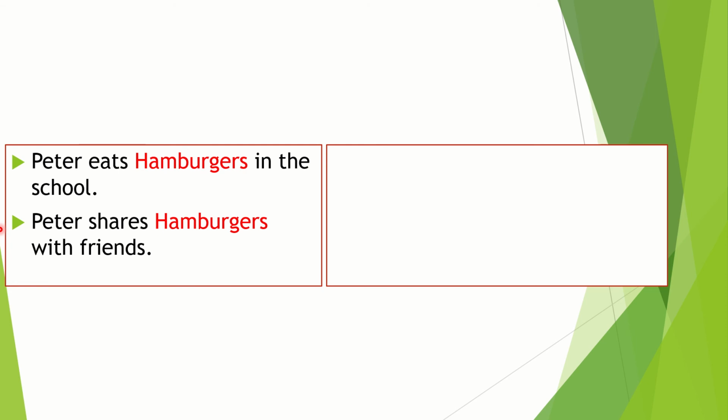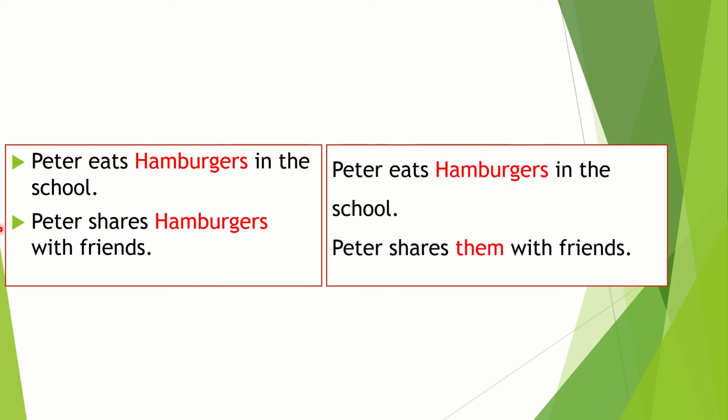So there is a repetition of that word in the second sentence also. Is there a word that can be used as this noun hamburgers? Peter eats hamburgers in the school. Peter shares them with friends. බලන්න hamburgers වෙනුවට මම පාවිච්චි කරා them කියලා. ඒ කියන්නේ අපිට sentence එකක subject එක විදිහට තියෙන නාම පද replace කරන්න පුළුවන් ඒ වෙනුවට වෙනත් පදයකින්. sentence එකක තියෙන object එකක තියෙන වචන නාම පද වෙනස් කරන්න පුළුවන් අපිට replace කරන්න පුළුවන් වෙනත් පදයකින්.